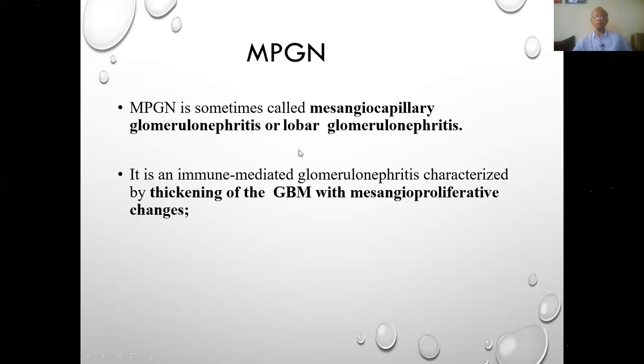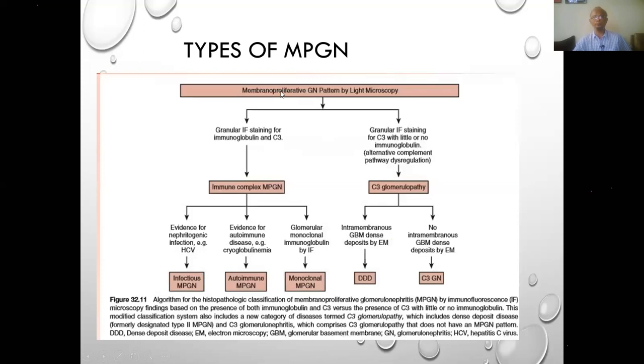Mesangiocapillary glomerulonephritis. Mesangial glomerulonephritis is an immune-mediated glomerulonephritis characterized by thickening of the glomerular basement membrane and mesangial proliferative changes. That is, changes in the mesangium with proliferation of the cells. There are types of mesangial proliferative glomerulonephritis, that is either granular immunofluorescent staining for immunoglobulin and C3, immune complex mesangial proliferative glomerulonephritis, either evidence for nephritogenic infection, say hepatitis C virus, that is infectious mesangial proliferative glomerulonephritis.